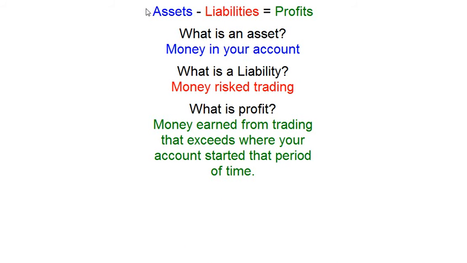Here's the rule. Assets minus liabilities equals profit. Now, if assets minus liabilities equal profits, let's go down here and let's define these variables, as my brother would say. What is an asset? Money in your account. That's an asset.